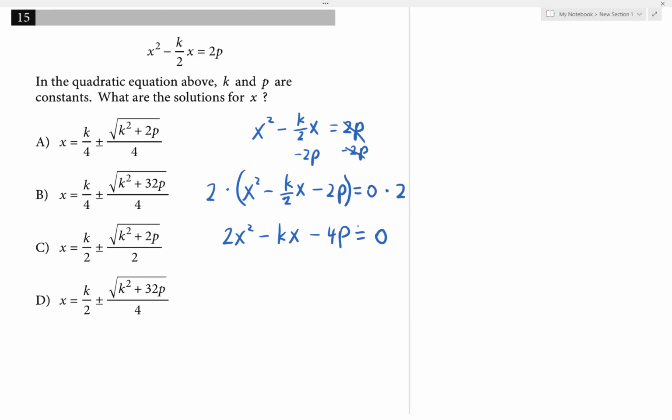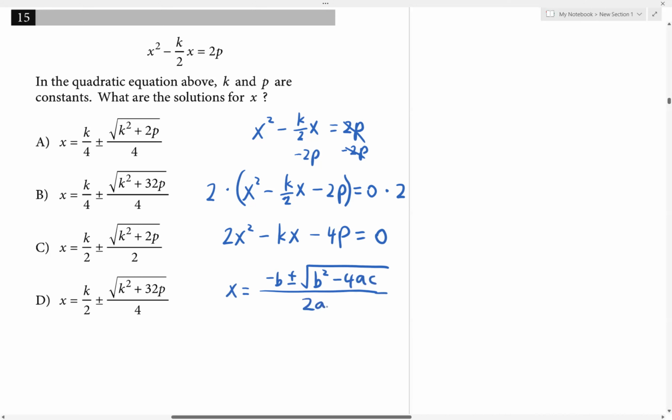If we recall, the quadratic formula is x equal to negative b plus or minus the square root of b squared minus 4ac, all over 2a. So what's the a value? Well, a is the number in front of x squared, so that's 2. b is the number in front of x, so that's negative k. And c is the constant term in the end, so it'll be negative 4p.